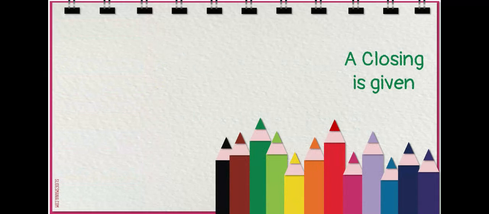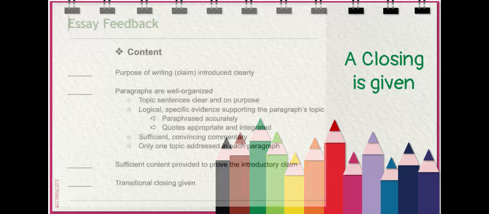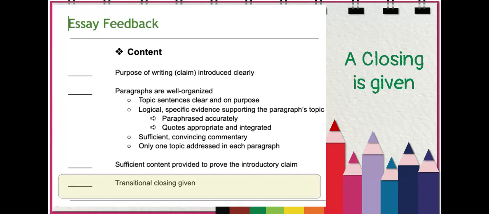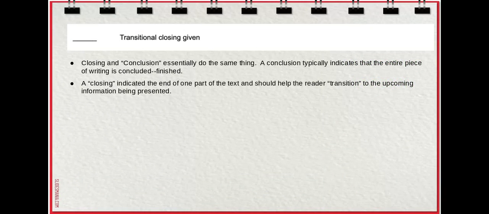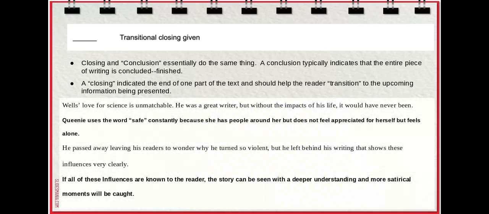Now, let's talk about closings, because this is not a traditional essay in that you have an introduction paragraph and a conclusion paragraph, because it is a piece of an entire research paper. So we're doing a transitional closing. What this means, it's kind of like a conclusion. However, a conclusion indicates that that's the end of the entire piece of writing. A closing indicates one part of that writing and it transitions to the next part. So we're ending the author background piece.